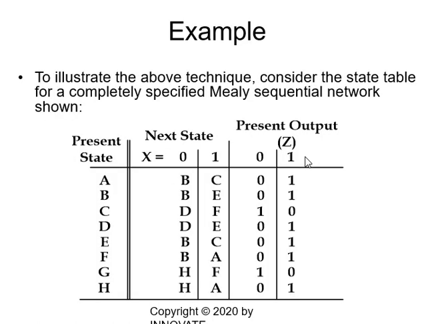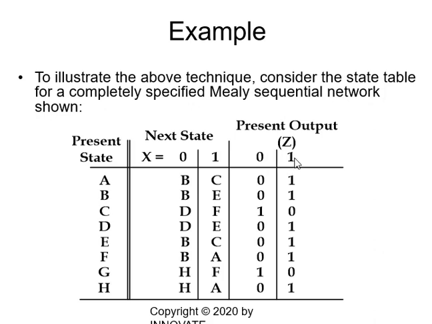We are given a merely sequential network defined by the truth table shown. The network is defined by the present states A, B, C, D, E, F, G, and H. So clearly we have 8 states, A, B, C, D, E, F, G, H, and we have the next state at x equals 0 and x equals 1, and the present output Z at x equals 0 and x equals 1.